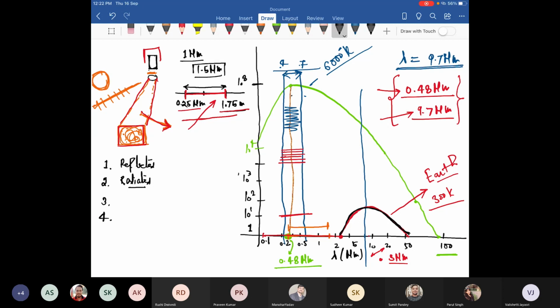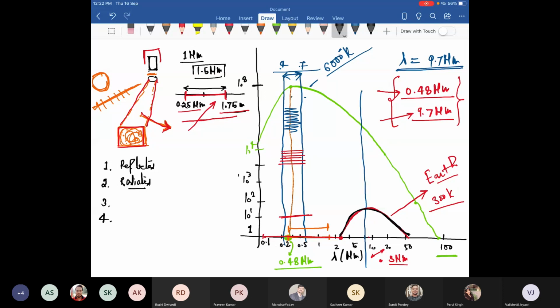This query I ask in the form of an MCQ, where the first option is reflected, then radiated, then both 1 and 2, and none of these. Okay. So the correct option is reflected. Why is it so? Just see.